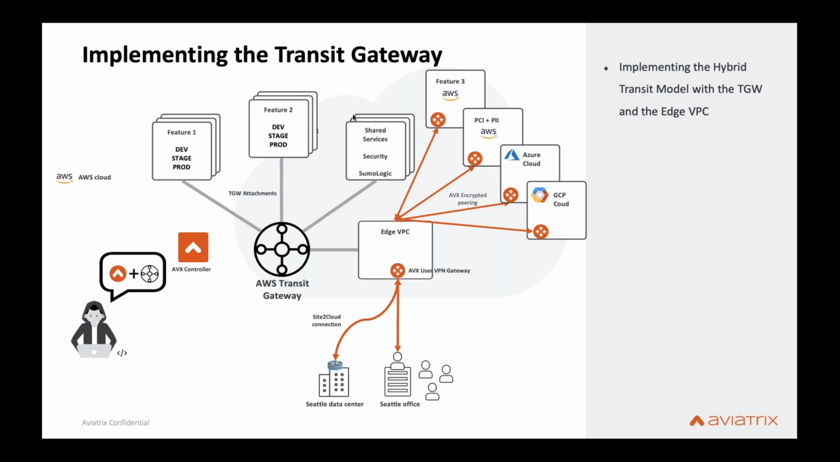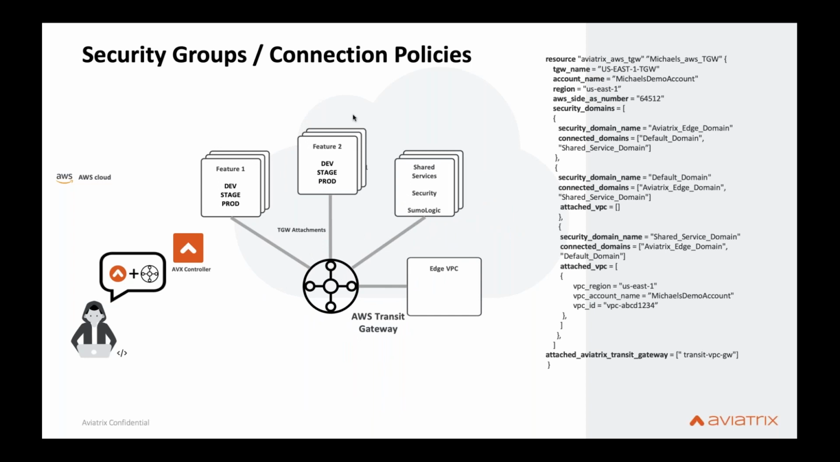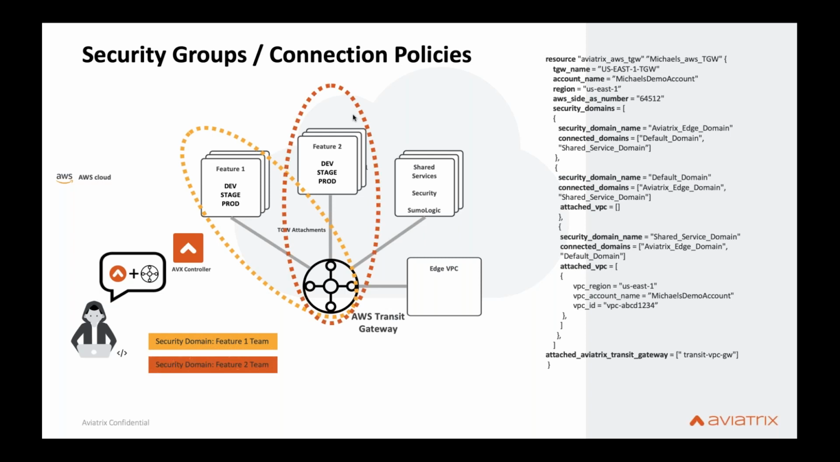So to take a closer look at the AWS Transit Gateway and how it deploys, using the AVHX platform, you can assign your VPCs to security domains. And VPCs that are in opposing security domains are either connected to or segmented away from each other based upon their connection policy. Now in this diagram, you'll see that Michael has 4 security domains.